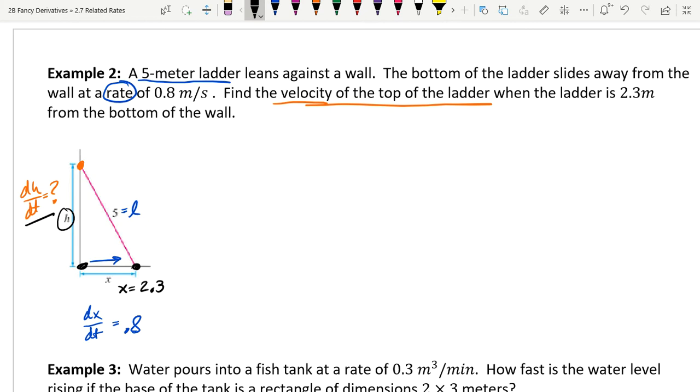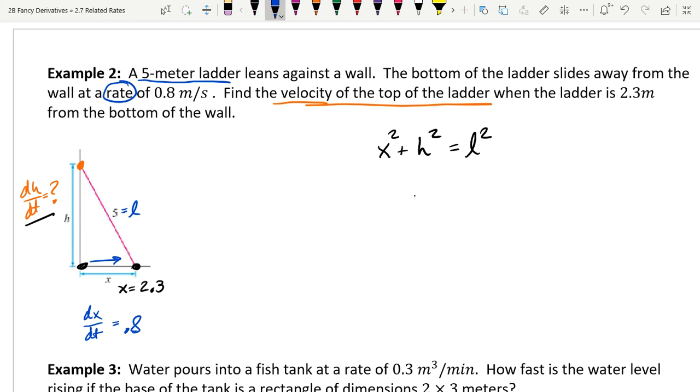So I need to come up with an equation that relates L, H, and X. I'm sorry, I can't even read my own handwriting. L, H, and X. It's a right triangle. We're talking about the sides of a right triangle. So in your brain, hopefully an alarm went off and you said, oh, it's the Pythagorean theorem. That is my equation. It relates the three sides of a right triangle. And we know it's a right triangle because it's the base of a wall.